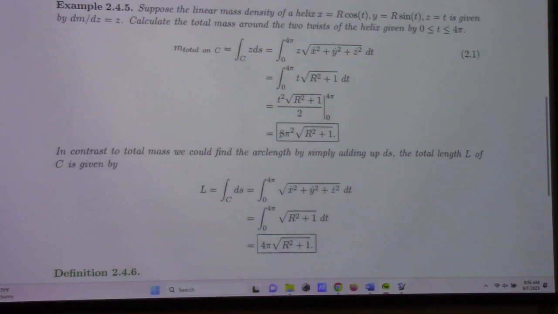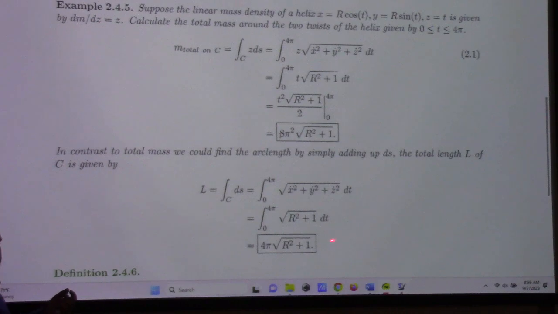What's the arc length of the helix? To calculate arc length, you just do the scalar integral with respect to ds. The other thing in all this calculation is it literally just drops back to the arc length calculation if you're just integrating f equal to 1. It just gives you arc length. And that's why we get this, which works out to this.